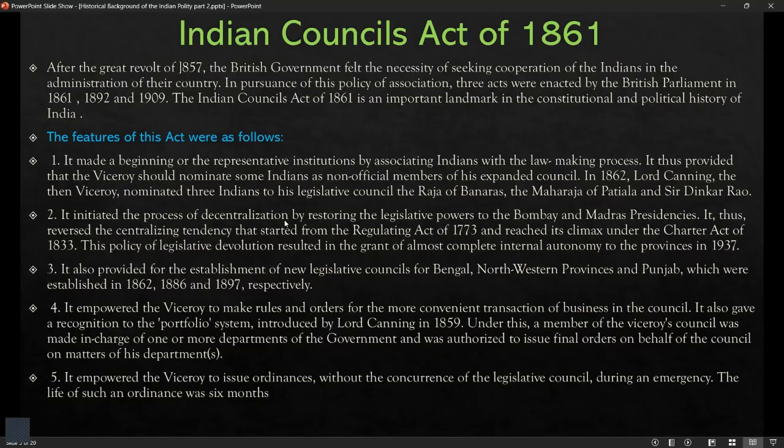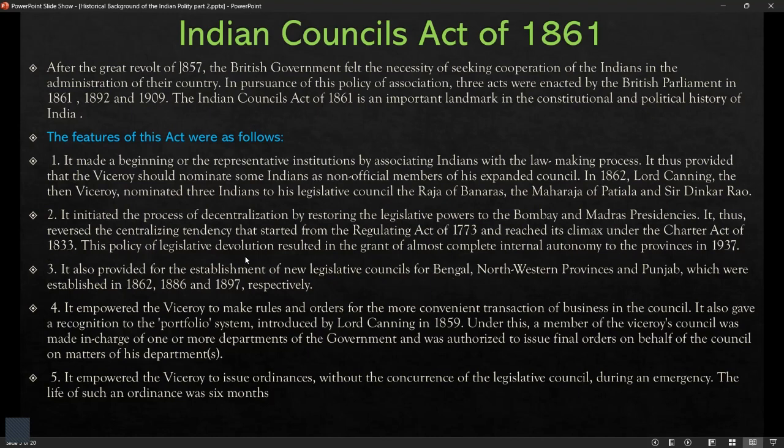It initiated the process of decentralization by restoring the legislative powers to the Bombay and Madras presidencies. So earlier, the powers of the governors of Bombay and Madras were taken, and they were made subordinates to the Governor General of Bengal. Now their legislative powers were restored, and the process of decentralization was initiated. It thus reversed the centralization tendency that started from the Regulating Act of 1773, which we already studied in our last video, and reached its climax under the Charter Act of 1833.